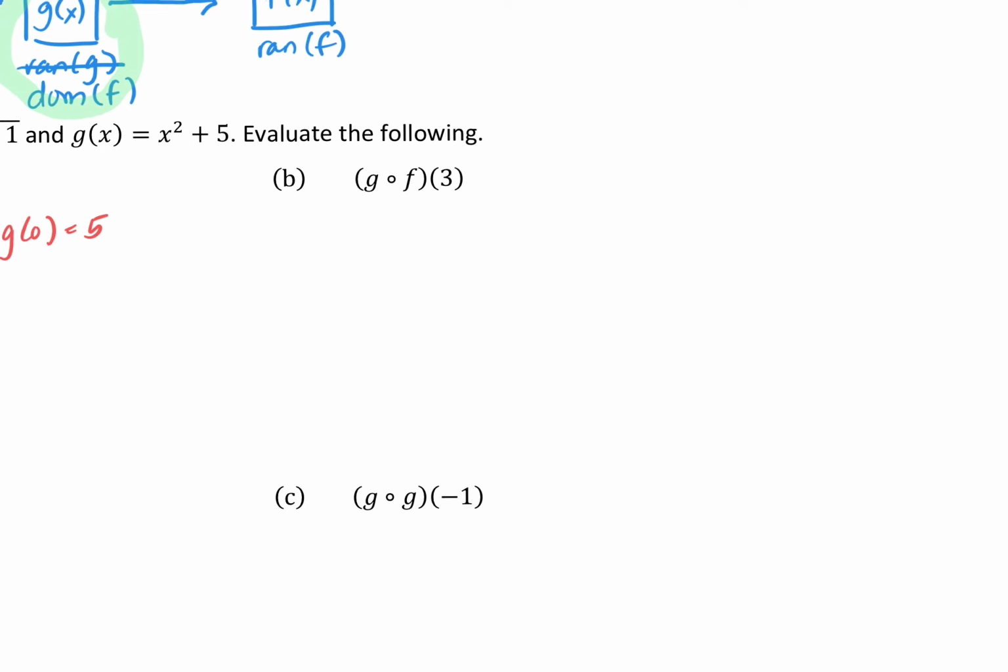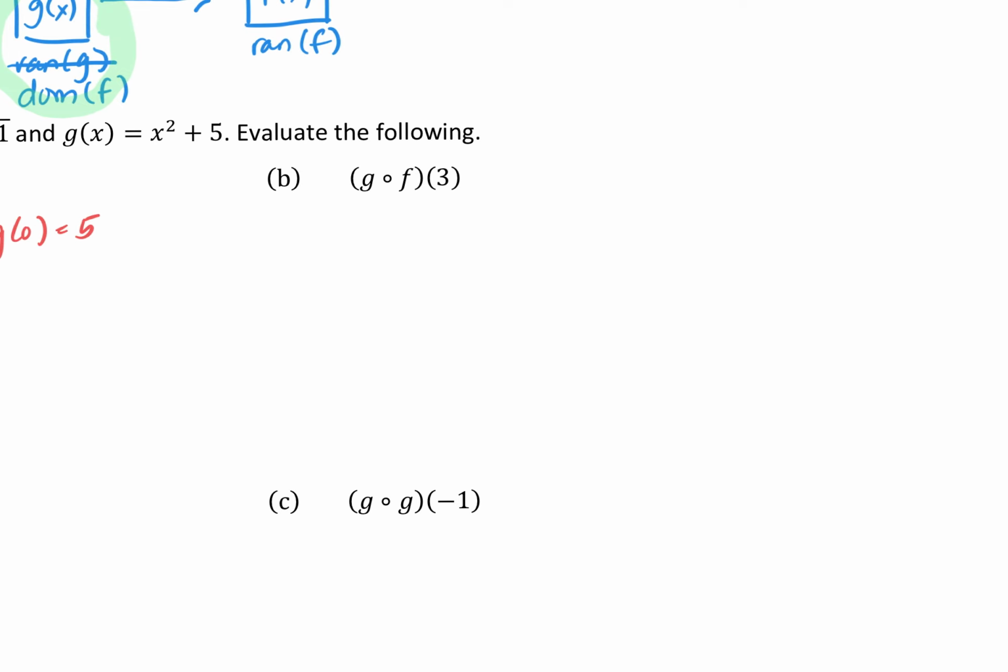Let's go to b. We switched the order around, but remember, you're just looking at which function is nearest to your variable x. And in this case, x is 3. And that's what you're going to do first. That's what goes inside of g is on the outside. So we do f of 3 first, and f of 3 is going to be the square root of 3 times 2 is 6 minus 1. So the square root of 5.